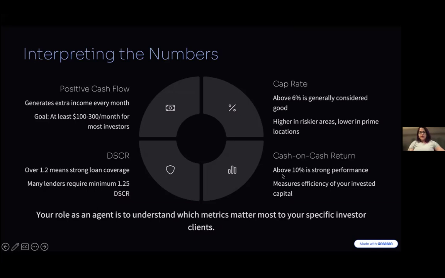And then cash on cash return above 10%, super strong performance, measures the efficiency of your invested capital. And again, cash on cash return is very dependent. Some people will look at the bond market to see what kind of interest they could get if they put their money in bonds, and they may just be trying to beat the bond market or be like the best savings account. So this again is also very specific. Your role as an agent is to understand which metrics matter most to your investor, so that you can present properties and show them the metrics that mean the most to them, or educate them on which ones may mean the most to them.